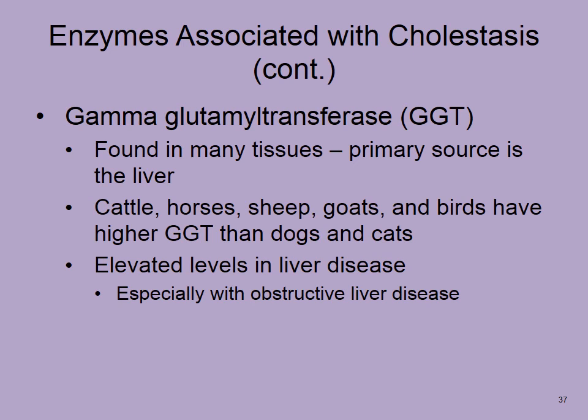GGT is found in many different tissues and comes primarily from the liver as well. Cattle, horses, sheep, goats, birds, they have higher GGT normally than dogs and cats. So again, that needs to be borne in mind working with those species. And elevated liver levels of GGT do happen with liver disease, especially if it's an obstructive liver disease. Again, obstructive liver disease, we're talking about cholestasis.